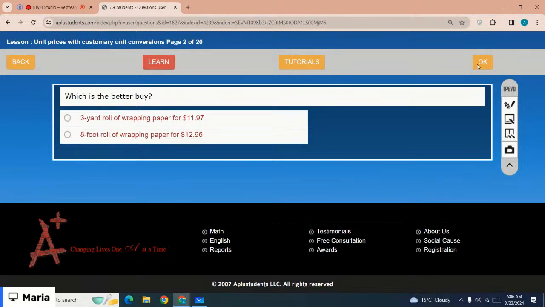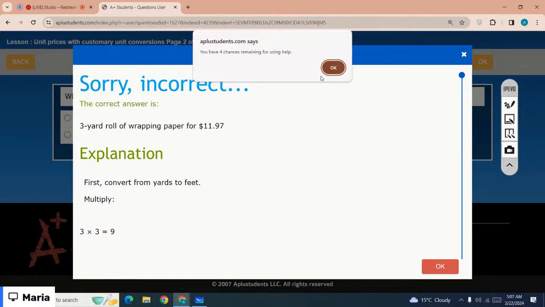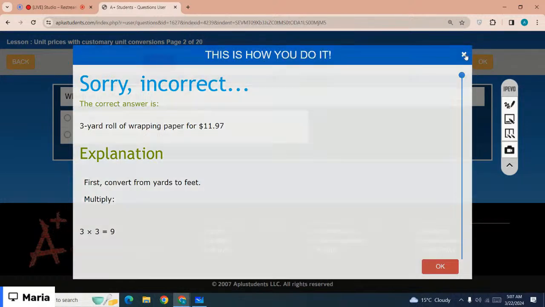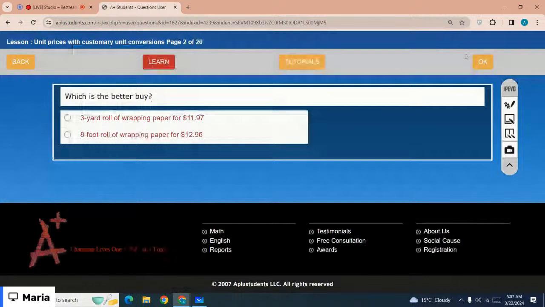Okay, which is a better buy? You have a 3-yard roll of wrapping paper for 11.97, and an 8-foot roll of wrapping paper for $12.96. So we have to find the better buy, so we have to check the price of 1 yard. But they are in different units, so you have to find the answer in the same unit. Yes, you have to convert from yards to feet. Whenever you compare two things, the values must be in the same unit. So you have to convert from yards to feet first.